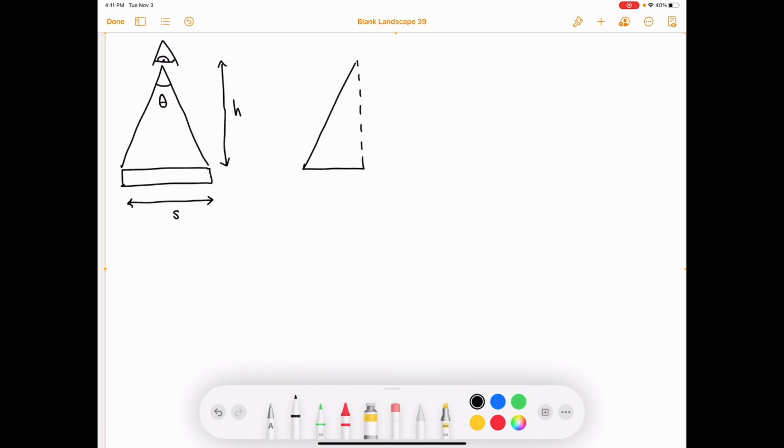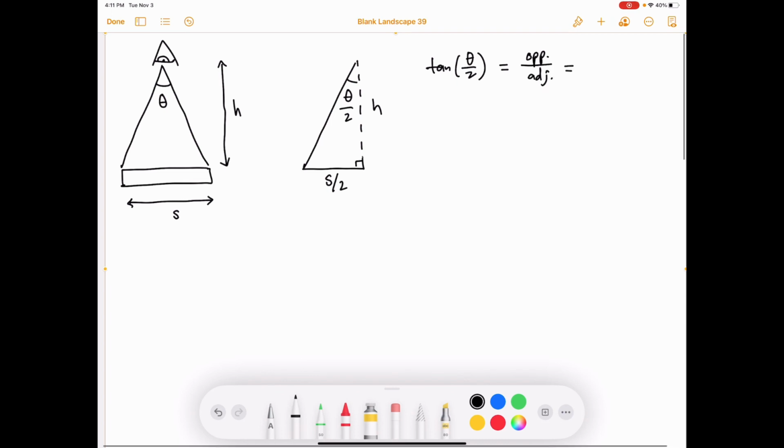So now this angle is half of theta. It's theta over 2. This side is h, and this side is s over 2. Okay, it's half the size of the object now, but we have a right angle over here. So if we take the tangent of the angle, which is theta over 2 in this diagram, that's the opposite side of the triangle over the adjacent side.